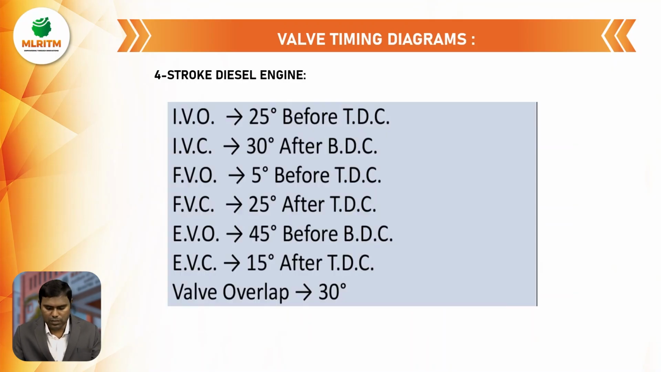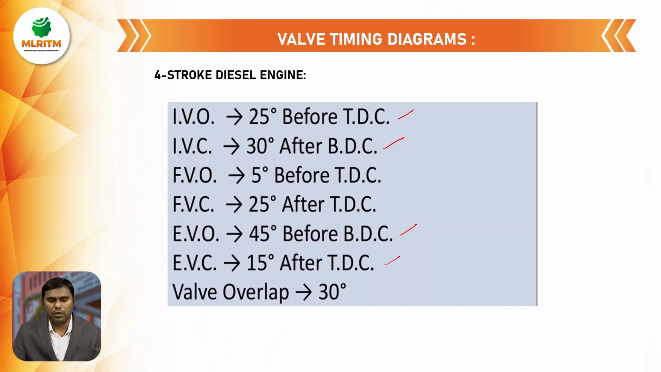For the petrol engine, it is slightly different. The inlet valve opens 25 degrees before TDC, and the inlet valve closes 30 degrees after BDC. The exhaust valve opens almost 45 degrees before BDC, and it is closed 15 degrees after TDC.